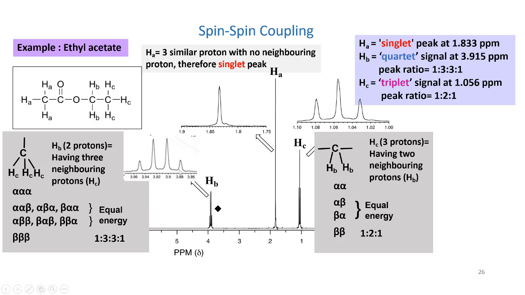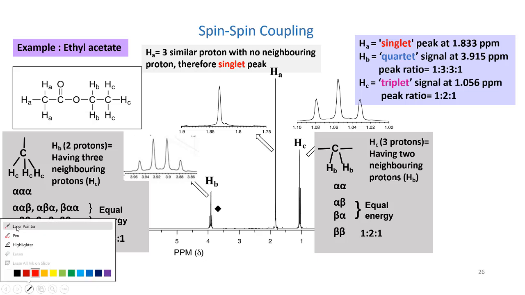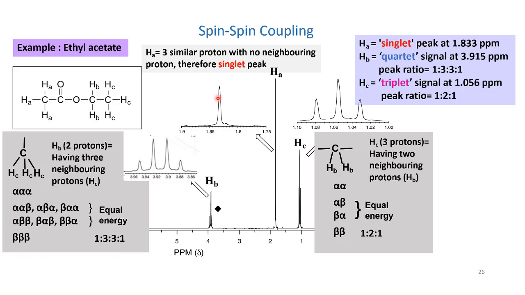And here similarly, Hb has 3 Hc protons, so it will be 3 plus 1 again, so 4 peaks. That is how we are getting 4 peaks here. And for Ha, we do not have any proton associated with it, so we get only 0 plus 1, that is only a singlet peak.